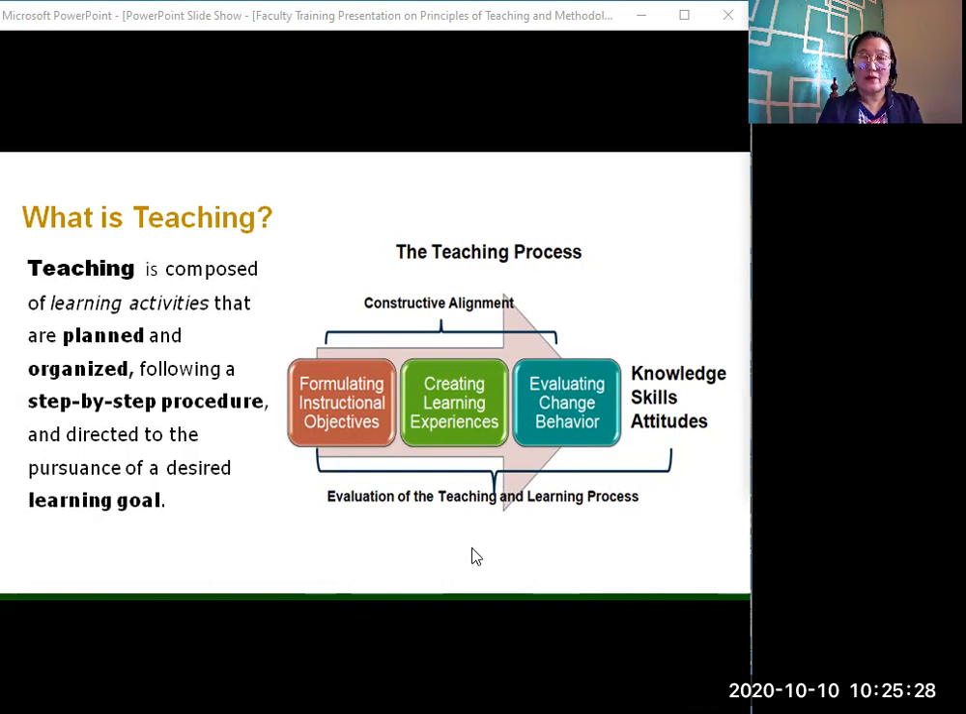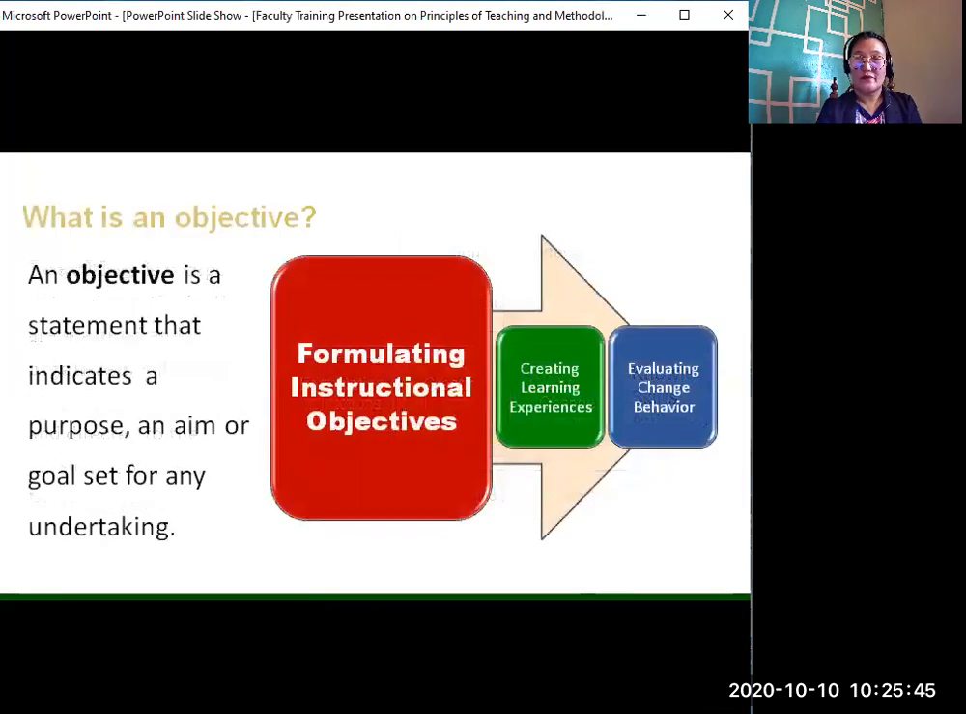The final step is an evaluation of the whole teaching process, results of which will be used by the teacher as a basis for an informed instructional decisions of what to do for the next lesson. As we have seen, the processes involved in teaching, it always starts with formulating instructional objective.